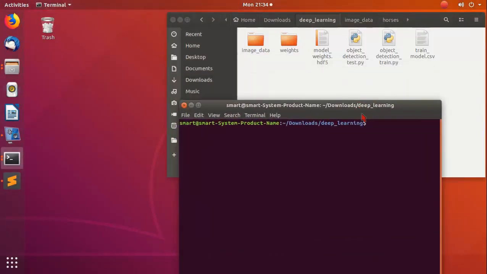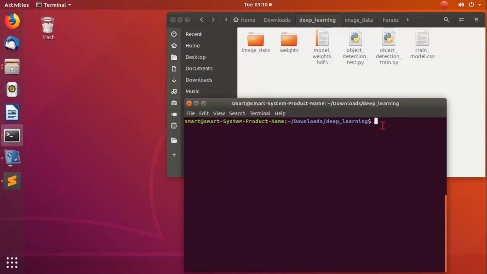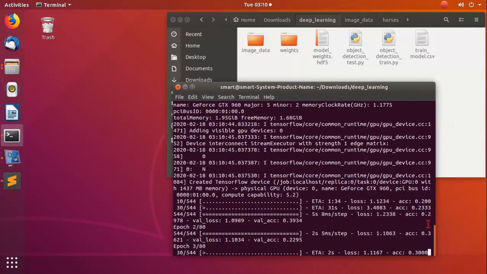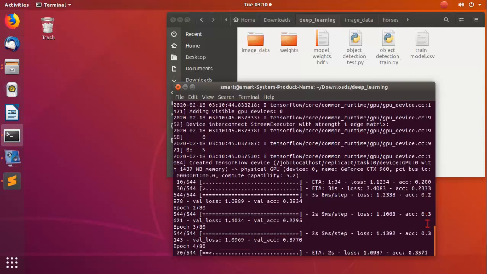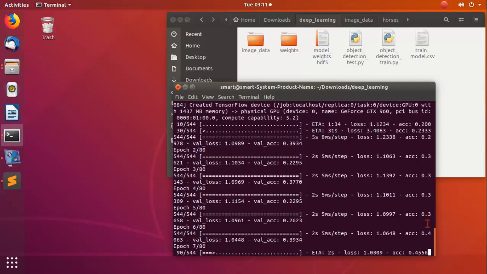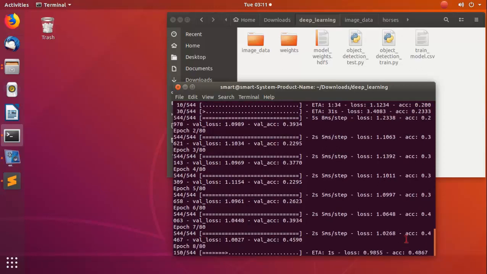So now I'm going to run the train.py file. Now I'm going to train my model. This will take a few minutes. So as you see, our accuracy is constantly increasing.